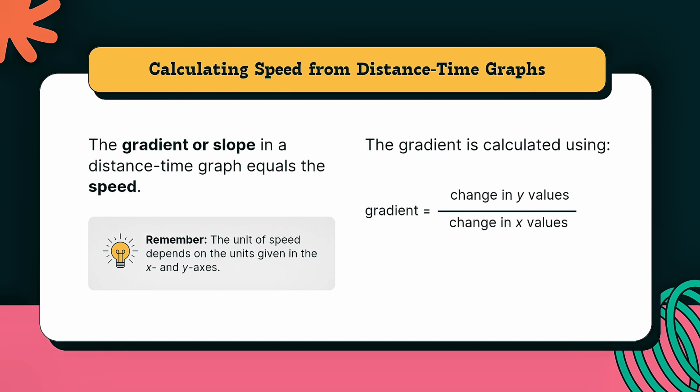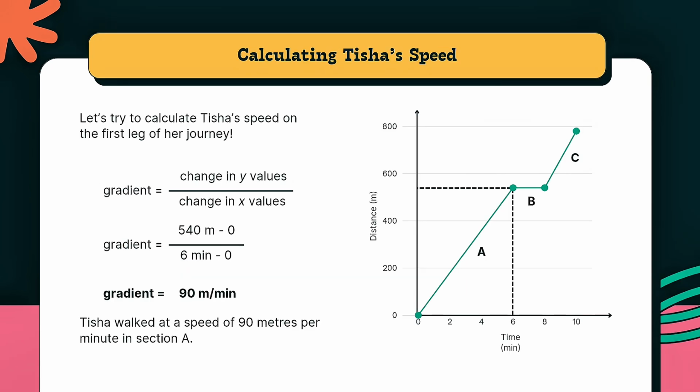Let us calculate Tisha's speed during the first part of her journey. She traveled 540 meters in 6 minutes. So speed equals 540 divided by 6. That gives us 90 meters per minute. So Tisha's speed in the first section was 90 meters per minute.